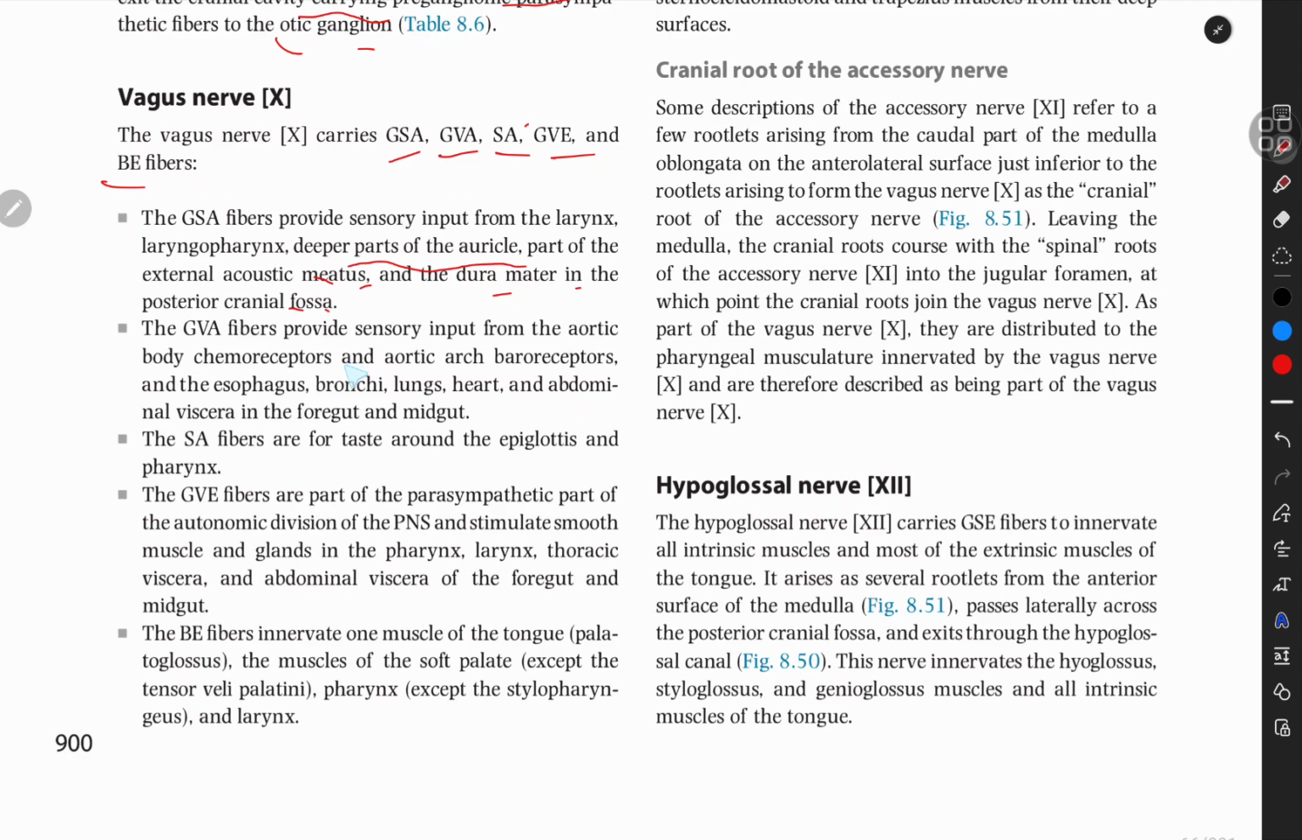The general visceral afferent fibers provide sensory input from the aortic body chemoreceptors and the aortic arch baroreceptors, and from the esophagus, bronchi, lungs, heart, abdominal viscera, and the foregut and midgut. Thorax and abdomen, mostly by the vagus. Special visceral afferent fibers are for taste around the epiglottis and pharynx.